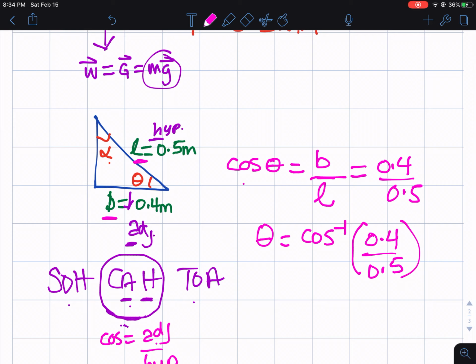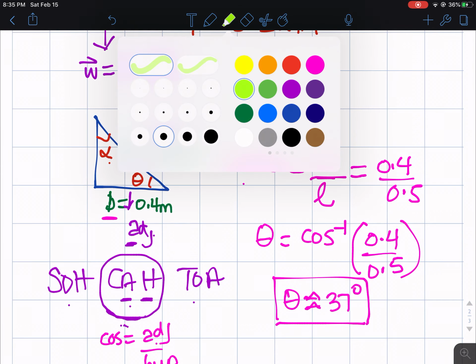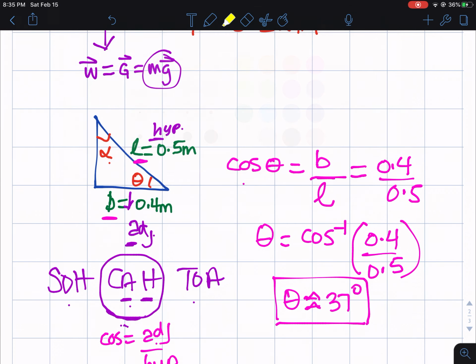So let me, oh man, I don't have my calculator here with me. Let's see. So from what I remember, theta will be about 37 degrees. Okay? So now that you have theta, you can find out a lot of things. So let's highlight that in yellow.